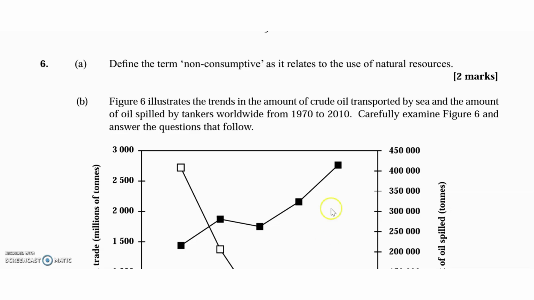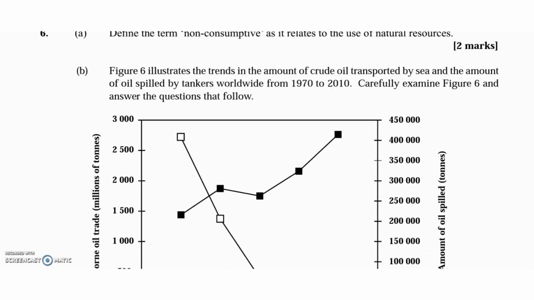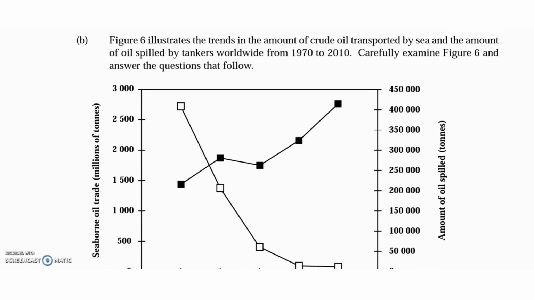Moving quickly into part B: Figure 6 illustrates the trend in the amount of crude oil transported by sea and the amount of oil spilled by tankers worldwide from 1970 to the year 2010. Carefully examine Figure 6 and answer the questions that follow.